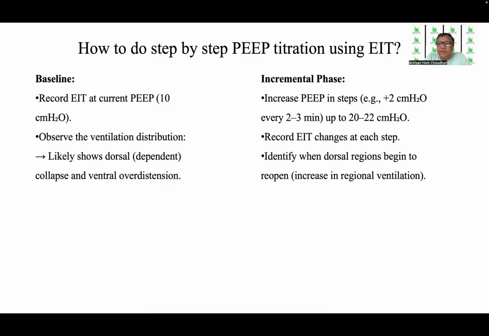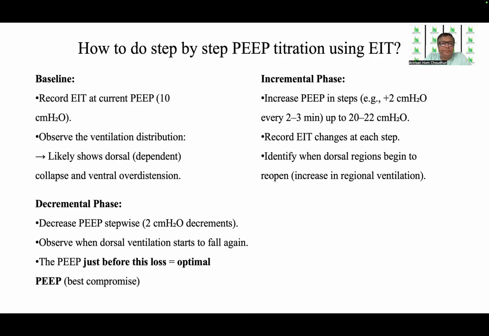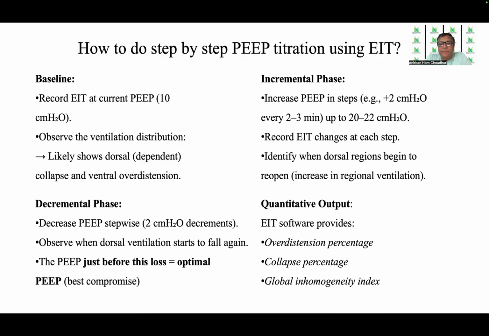And that is where we see the increase in the regional ventilation. And then we go for a decremental phase where we decrease the PEEP stepwise in 2 centimeter of water decrements and observe when the dorsal ventilation starts to fall again. So the PEEP just before this loss is the optimal PEEP, which is the best compromise.